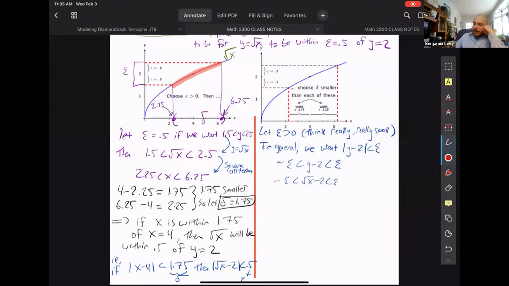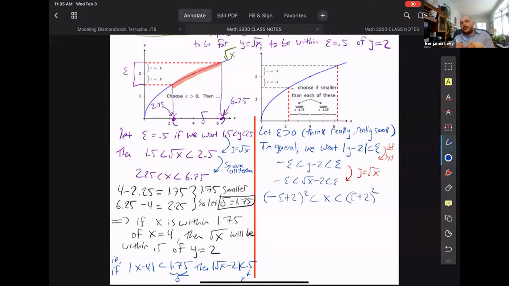Let me add a couple of these things. So here to here, it's the definition of absolute value. From here to here, we just let y equal square root of x. Let's keep going. We're trying to do the same thing, but instead of having numbers in here, I'm just going to leave epsilons and deltas, right? So let's get x by itself in the middle there. So I'm going to add 2 and then square both sides. Or square all sides, I guess I should say.